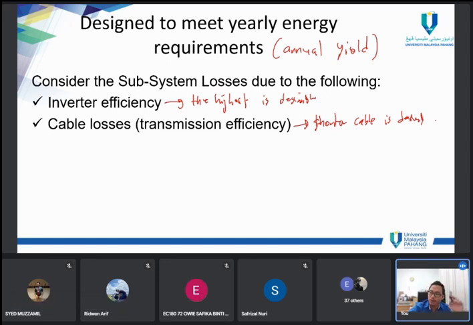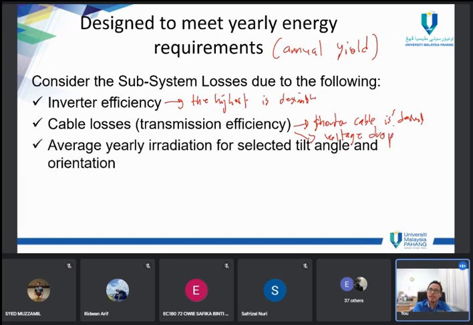Cable losses come from the voltage drop. It reflects to the MS 1837 2018. The maximum allowable voltage drop is 3% on the latest one. On the old one, 2010, it is 5%. So the allowable voltage drop is 3%. It reflects to the voltage drop.